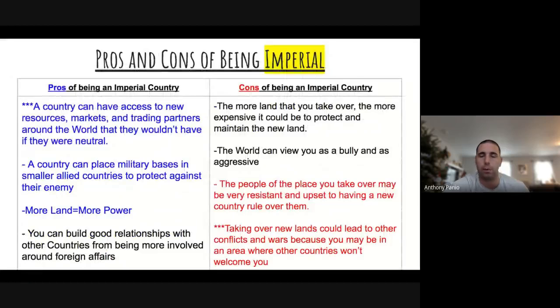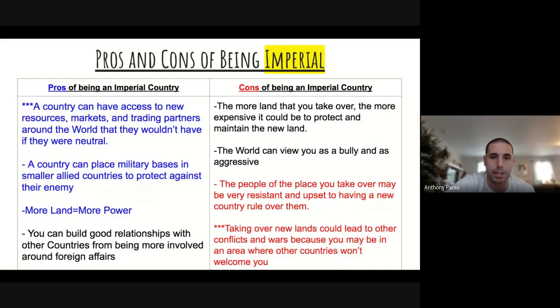In your notebook, I want you to set up a pro-con chart of being imperial. This is very similar to what you did in the assignment, but I'd like something more of an overview in your notebook. So on the left, please write down the pros of being an imperial country and having imperialism. And then on the right, please write down the cons.